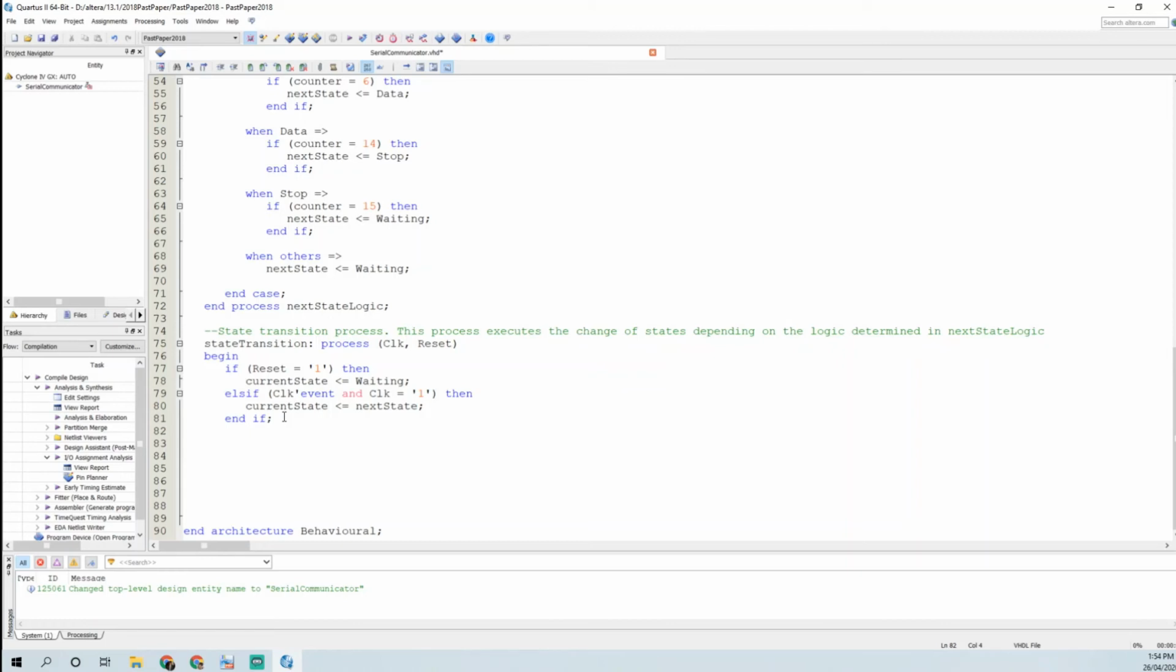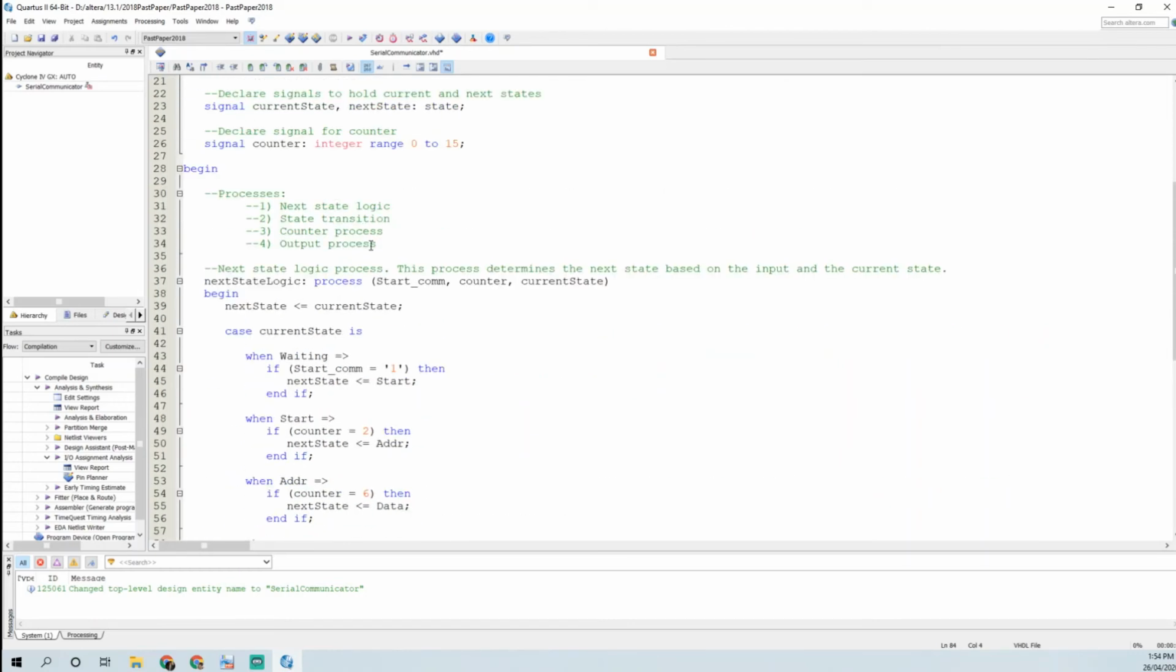All it is that we're checking the reset signal. If the reset is high or low, depending on if it's active high or active low, we go into the initial state. Then on every rising clock edge, current state is equal to next state. That is it. We end off this process. And that's it. That takes care of our second process. Remember, we have 4 processes in total.